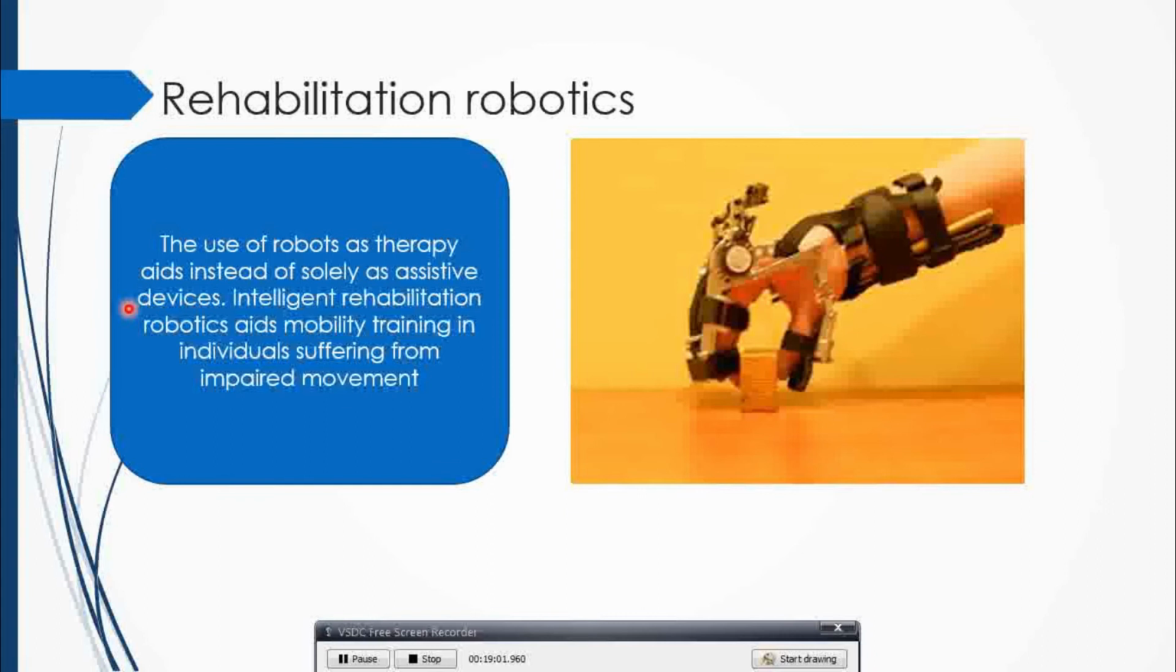Use of robot as therapy aid instead of solely assistive device. Intelligent robotics aids mobility training individuals suffering from impaired movement. Ini apa contoh? Tangan robot tu dipasang pada tangan untuk dia boleh grip, boleh pegang benda, boleh angkat, boleh contoh pegang pen, pensel, ataupun dia nak makan boleh grip tangan dia, pegang sudu dan sebagainya. So this one example.